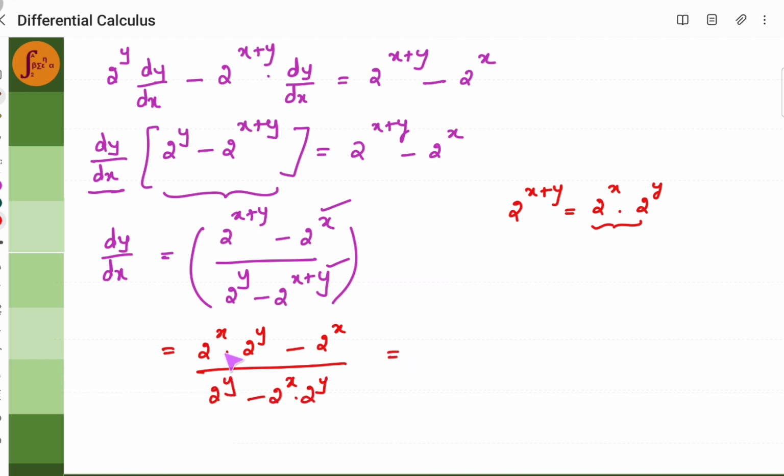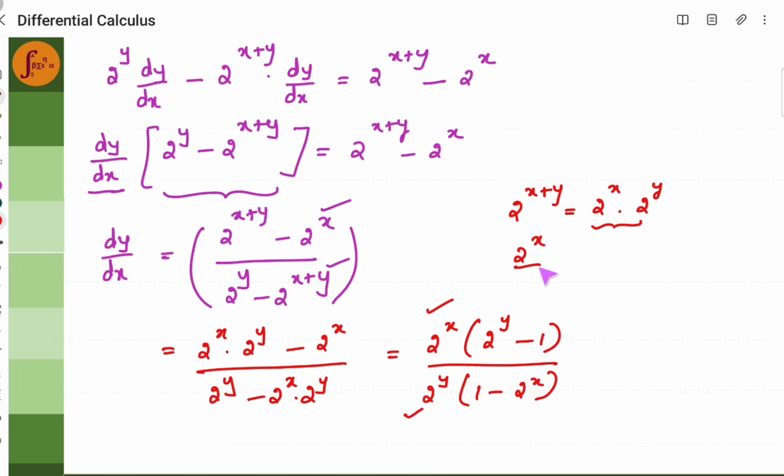Now what will happen? I can take common. 2 to the power x is common here. So 2 to the power x, (2 to the power y minus 1) by 2 to the power y, and in the denominator 1 minus 2 to the power x. Now you notice this. There is another exponential law. If you have something like this, you can take this y on top. So you'll get 2 to the power x minus y into (2 to the power y minus 1) by (1 minus 2 to the power x).